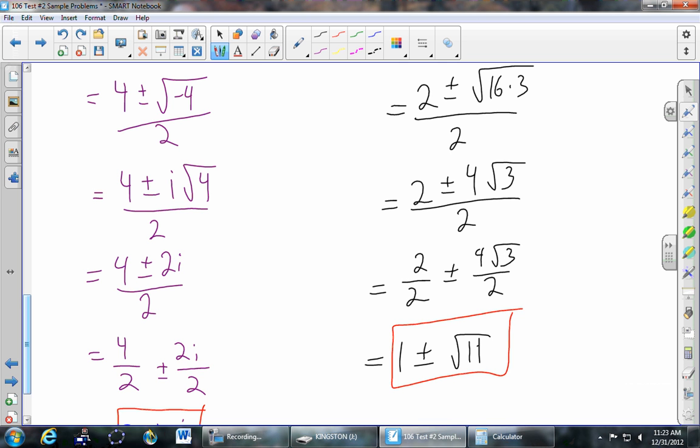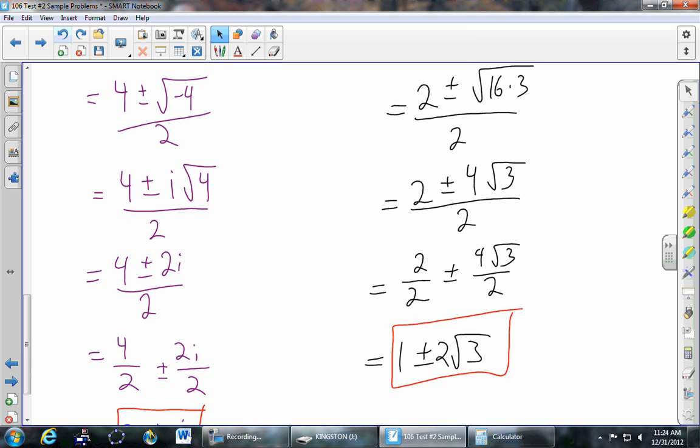And then when we reduce this, 4 and 2 cancel, and we just get a 2. Square root of 3 stays as it is. And so that's our final simplified answer, 1 plus or minus 2 square root of 3. And that's good, it's reduced.